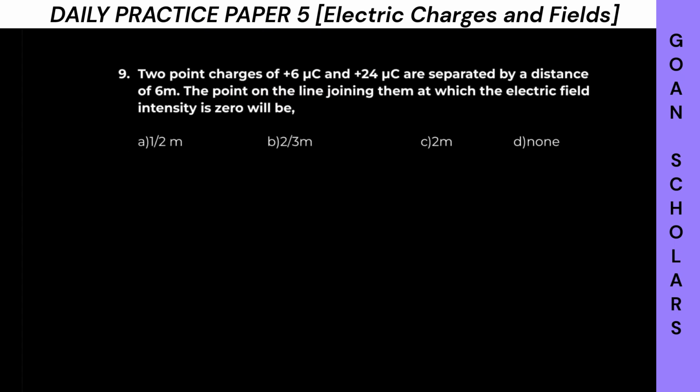Let's move to question number 9. Two point charges, 6 microcoulombs and 24 microcoulombs, are separated by a distance of 6 meters. So let's draw a rough diagram. The question asks for the point on the line joining them at which the field intensity is 0. Quite similar to all previous questions.